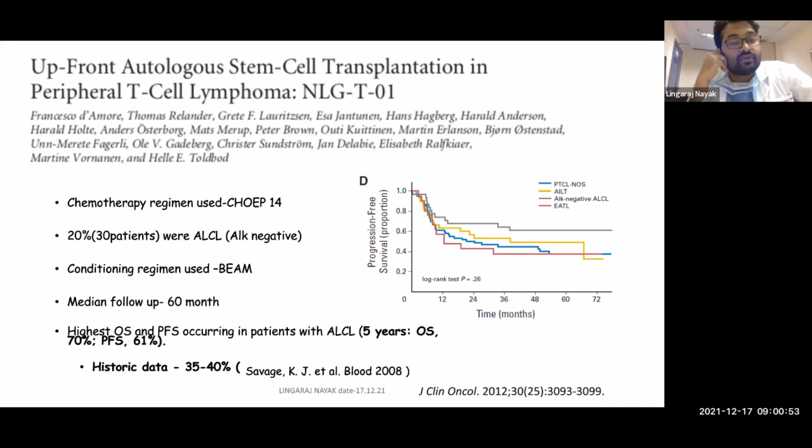The conditioning regimen used was BEAM, with a median follow-up of 60 months, and in the ALK negative ALCL group, the 5-year event-free survival is 60% with an OS of 70%, almost reaching the level of ALK positive ALCL outcomes. So that's one paper. If you see the historic data from Dr. Savage from British Columbia, this is only 35 to 40%, I would say 40 to 45% is the historic data. And if you compare with the historic data, it looks like in the ALK negative group, if you do upfront stem cell transplant, the outcomes are better. We don't have a randomized study yet to prove that claim.